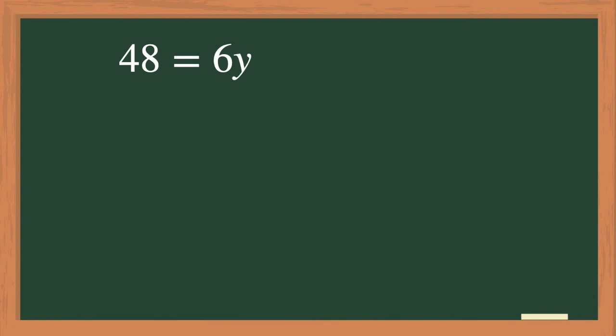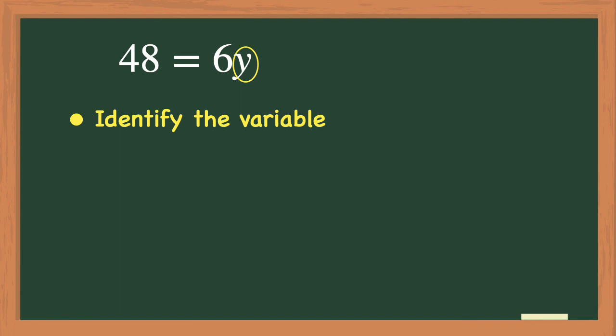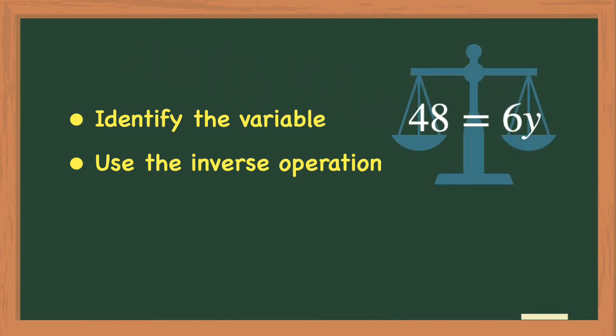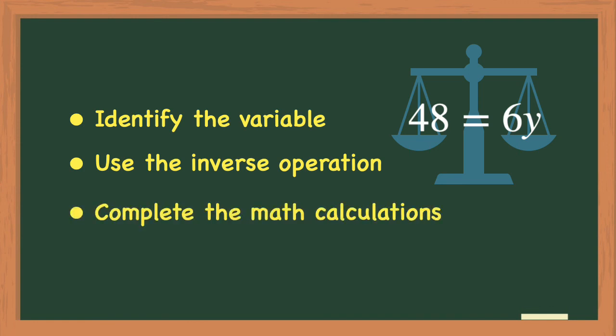Knowing the process to solve equations with multiplication and division is so important that I want to take a moment to highlight the important steps. First, you need to identify the variable. Then you will need to use the inverse operation to isolate the variable, being very careful to keep the equation balanced, meaning that whatever you do to one side of the equation, you do the exact same thing to the other side. The last step in solving one-step equations is to complete the math calculations, and you can always check your answer by substituting the value of the variable into the original equation.